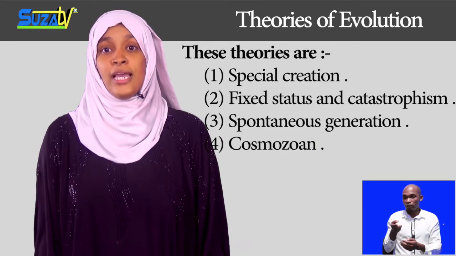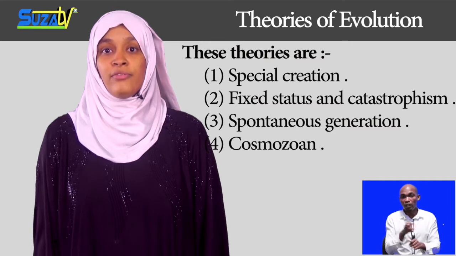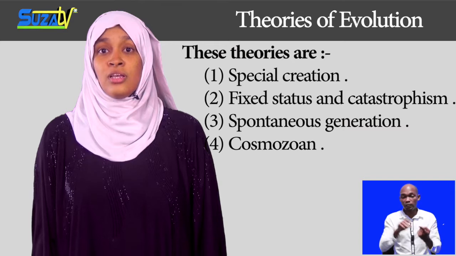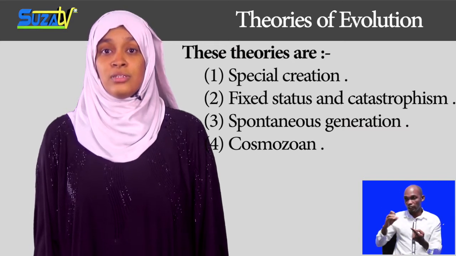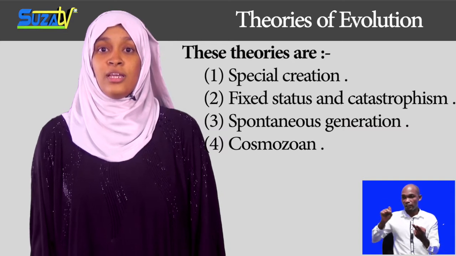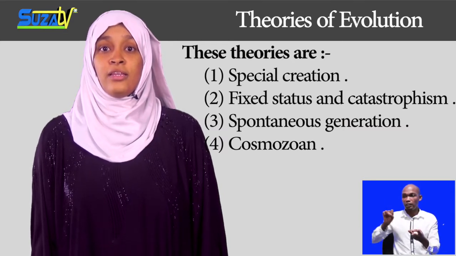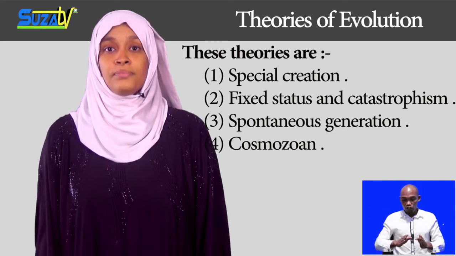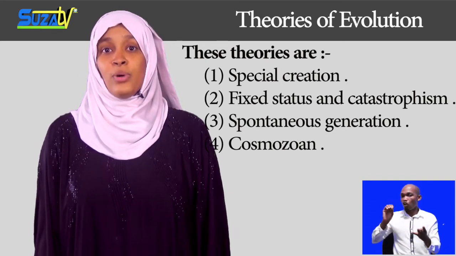In studying evolution, there are different theories that explain the origin of life. These theories are the theory of special creation, theory of fixed status and catastrophism, theory of spontaneous generation, and Cosmozoan theory. Let us explain one by one.